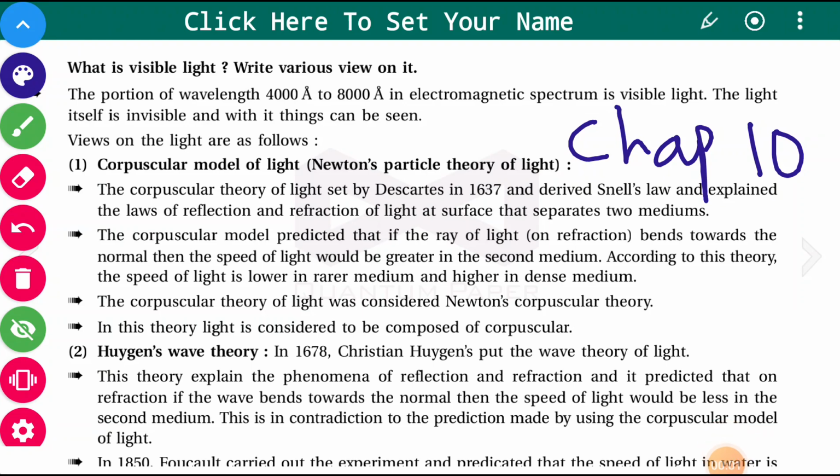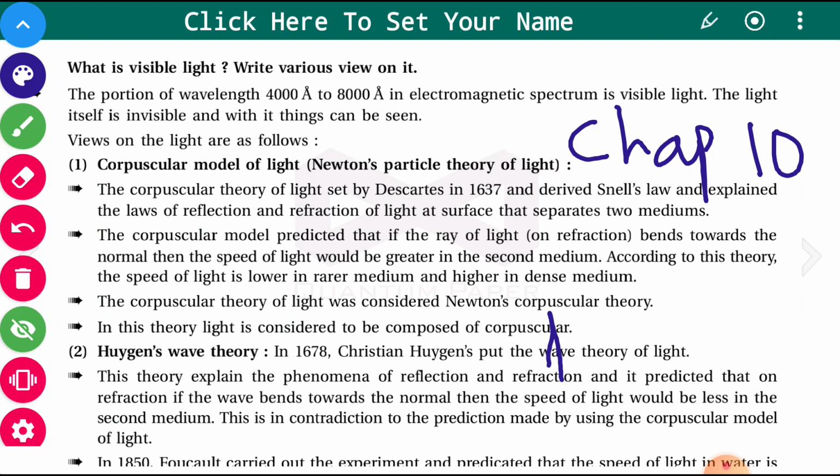The new chapter number 10, and the first topic is what is light, or visible light. Write various views on it. The portion of the wavelength which lies between 4000 angstrom to 8000 angstrom in the electromagnetic spectrum is the visible light.